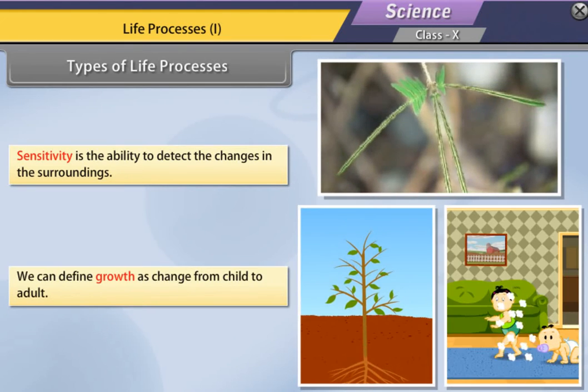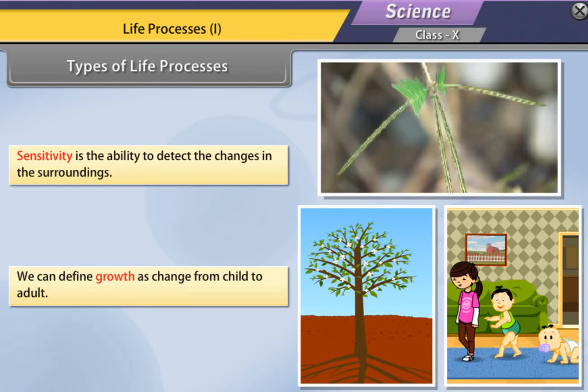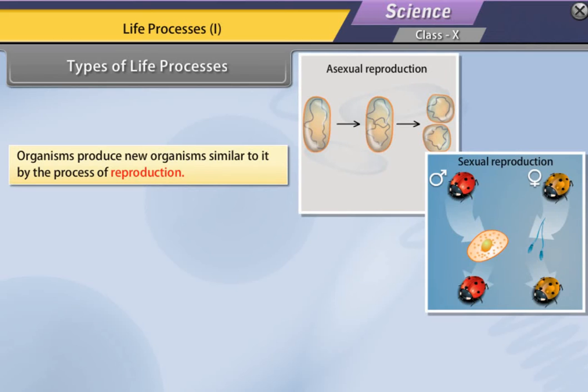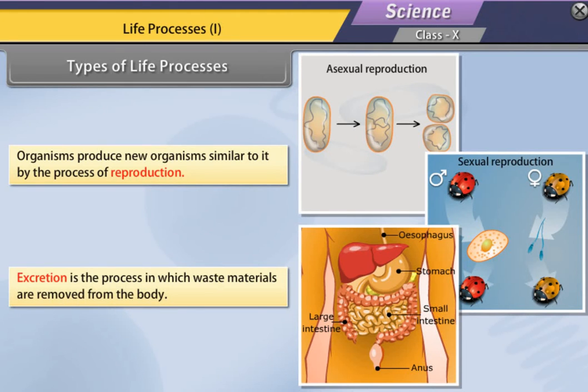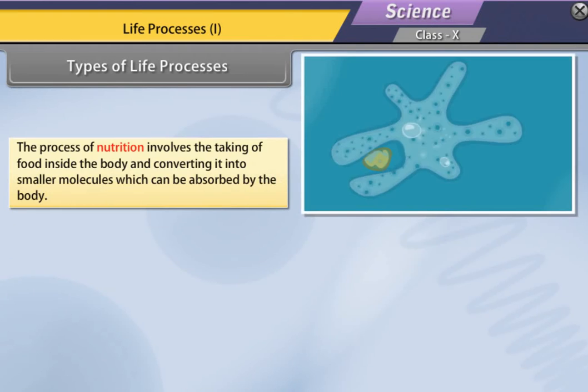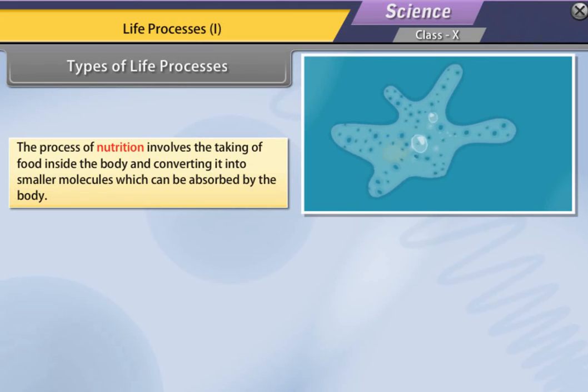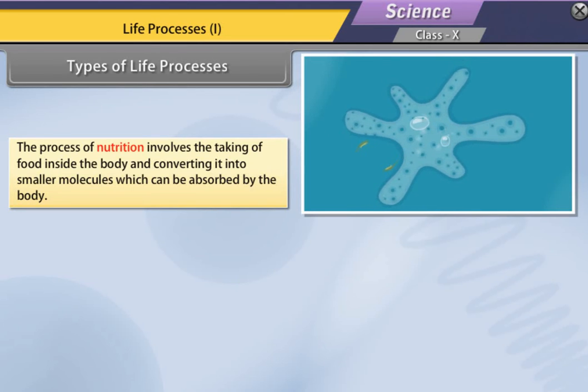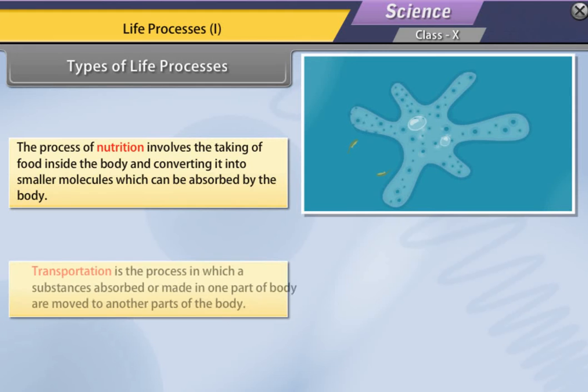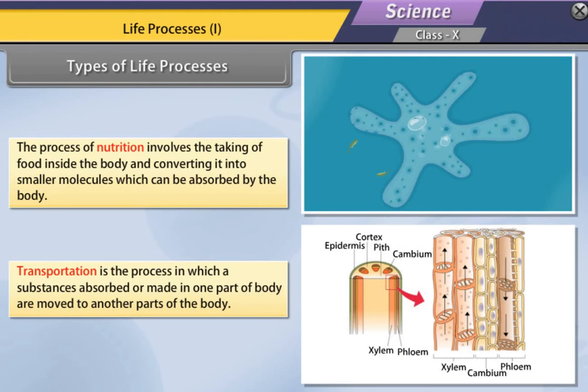We can define growth as change from child to adult. Organisms produce new organisms similar to themselves by the process of reproduction. Excretion is the process in which waste materials are removed from the body. The process of nutrition involves taking food inside the body and converting it into smaller molecules which can be absorbed by the body. Transportation is the process in which substances absorbed or made in one part of the body are moved to other parts of the body.